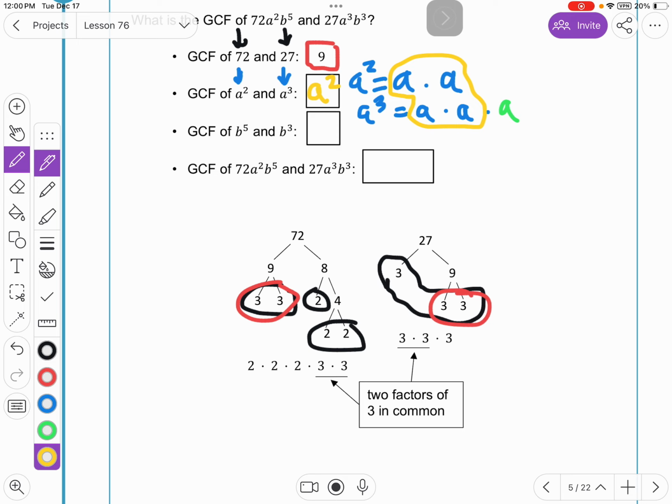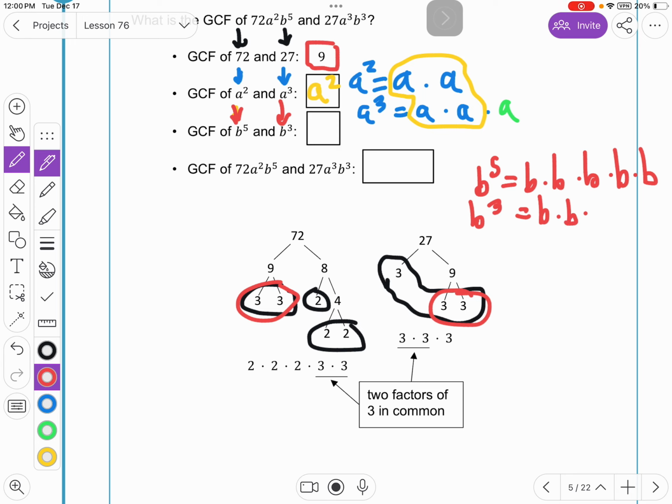All right, let's do the b's. So the b's, we've got b to the fifth and b to the third. So b to the fifth, that would be b times b times b times b times b. And b to the third, that would be b times b times b. So they have in common these 3 b's. So b to the third would be the greatest common factor.